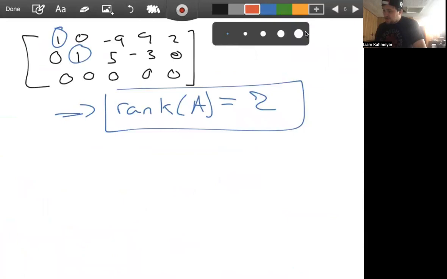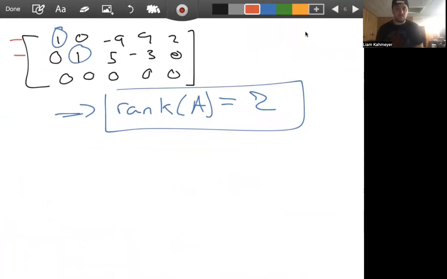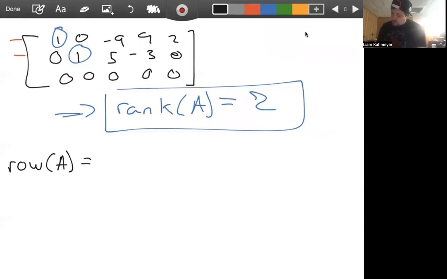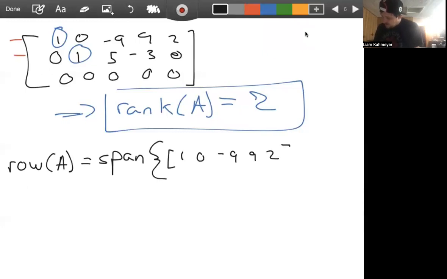So we take the non-zero rows. We have two non-zero rows of the reduced row echelon form, and those vectors form a basis. That means the row space of A is the subspace spanned by the vectors (1, 0, -9, 9, 2) and (0, 1, 5, -3, 0).